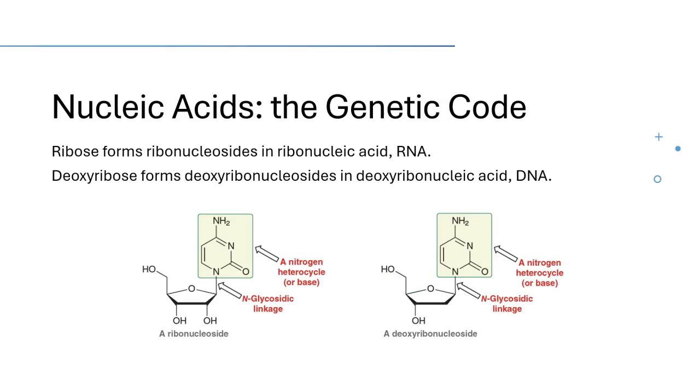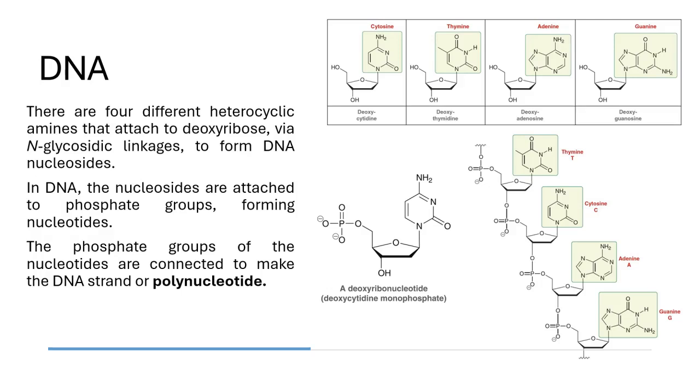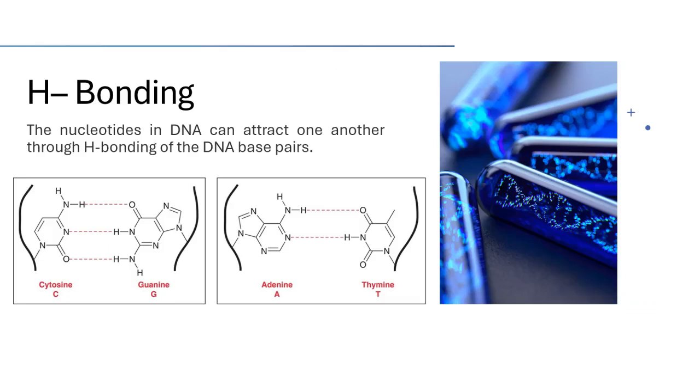DNA. There are 4 different heterocyclic amines that attach to deoxyribose via N-glycosidic linkages to form the DNA nucleosides. In DNA, the nucleosides are attached to phosphate groups, forming nucleotides. The phosphate groups of the nucleotides are connected to make the DNA strand, or the polynucleotide. H bonding. The nucleotides in DNA can attract one another through H bonding of the DNA base pairs.